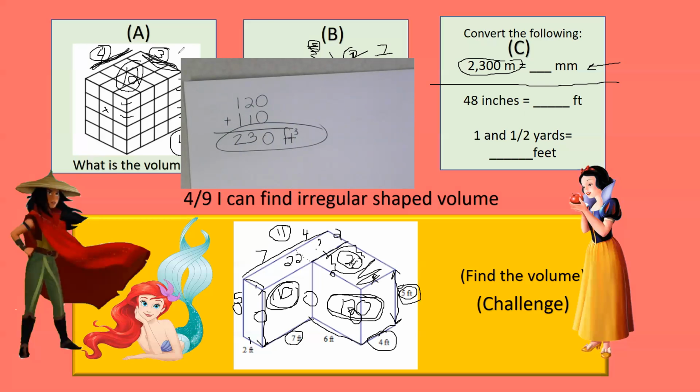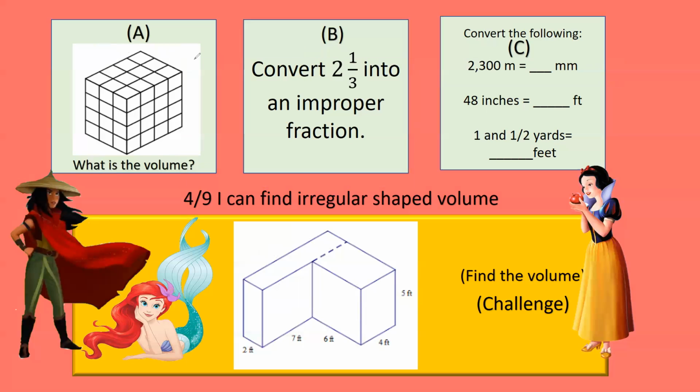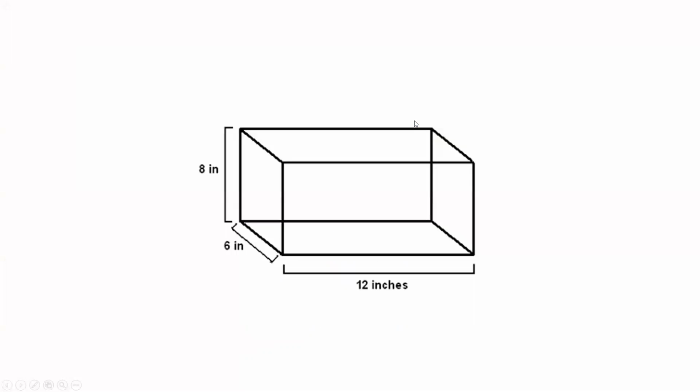Now let's get into today's review. And I say review because I'm not giving you anything new today. We're just going to focus on what we've learned this week. Well, actually, we're just focusing on volume. So I'll show you again how to do this. The first thing that you want to do is, a lot of the times I always tell you to find the base, okay? But in all reality, you don't have to find the base first. You just have to find a face, the area of a face. So here, it's 12 by 6. 12 by 6 is 72.